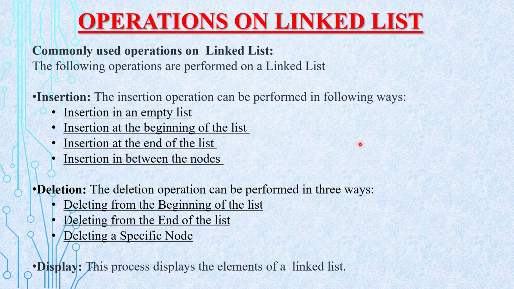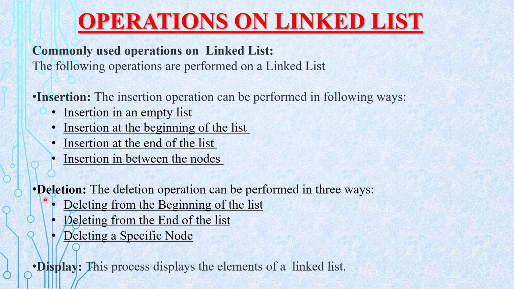Now we discuss operations on the linked list. Commonly used operations on the linked list are insertion, deletion, and display. Insertion we can perform in different ways, which may be insertion in an empty list, insertion at the beginning of the list, insertion at the end of the list, insertion in between the nodes.